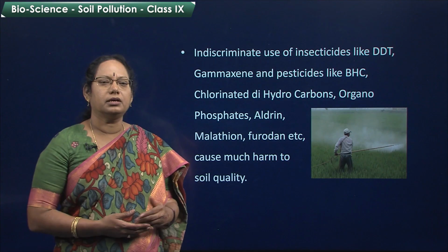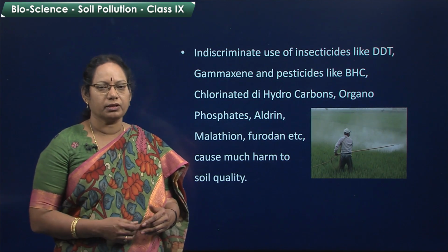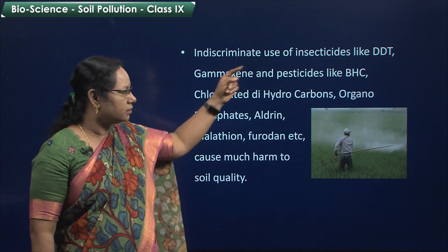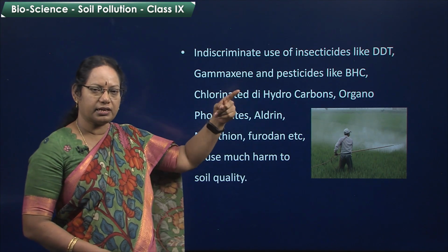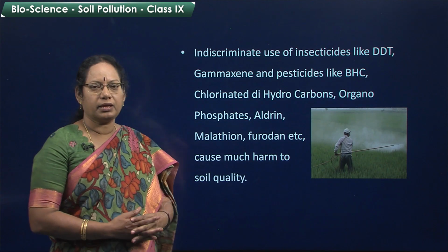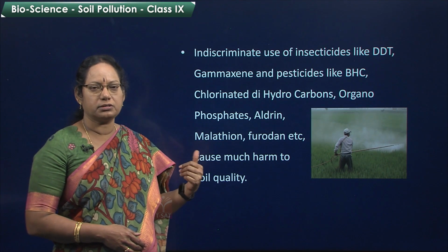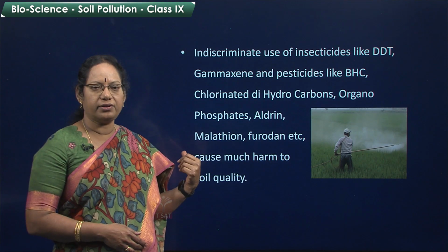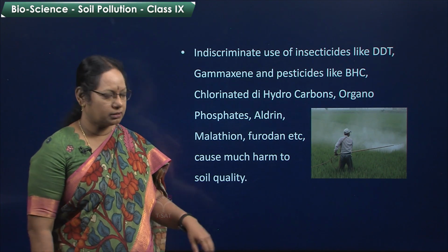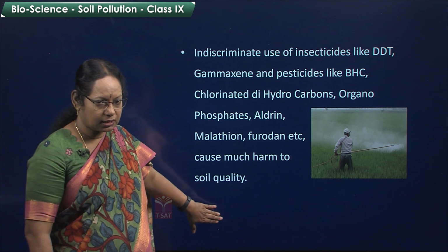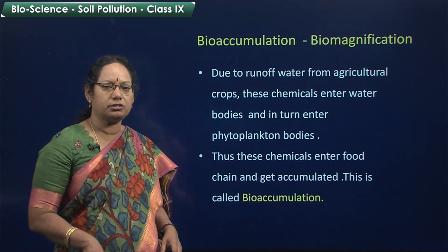Pesticides are sprayed to kill the harmful pests. So, if we use these insecticides and pesticides indiscriminately, insecticides like DDT, gammexane, and pesticides like BHC, chlorinated dihydrocarbons, organophosphates, aldrin, malathion, furadan, these all cause much harm to the soil quality, because the remains of these pesticides and insecticides remain in the soil itself.